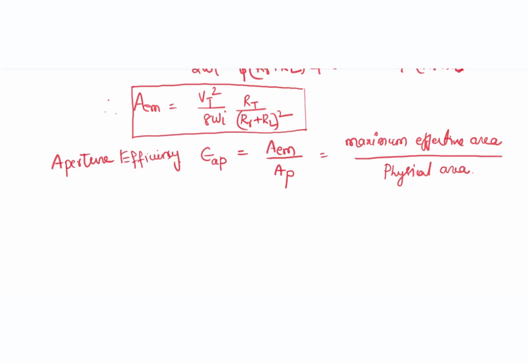The maximum effective area is never greater than the physical area. So AEM is always less than or equal to AP, which implies 0 less than or equal to epsilon AP less than or equal to 1. Therefore the maximum value of the aperture efficiency cannot exceed unity, that is 100%. Okay? So 1 means 100%. So this is about antenna apertures or antenna areas. Okay. Thank you very much.